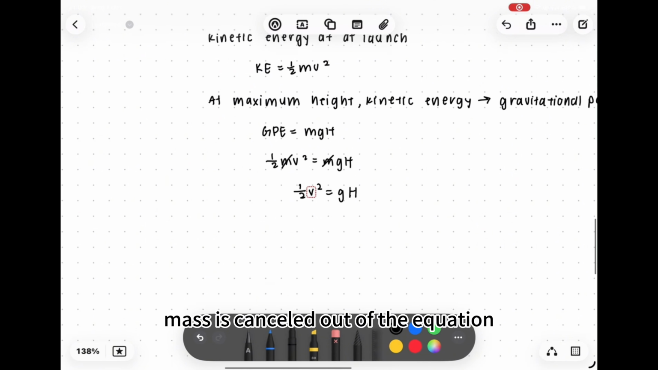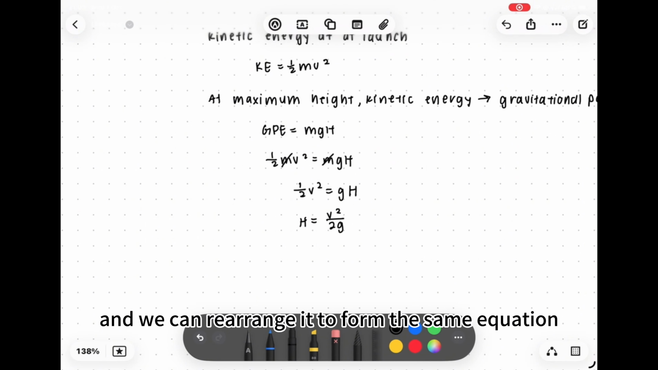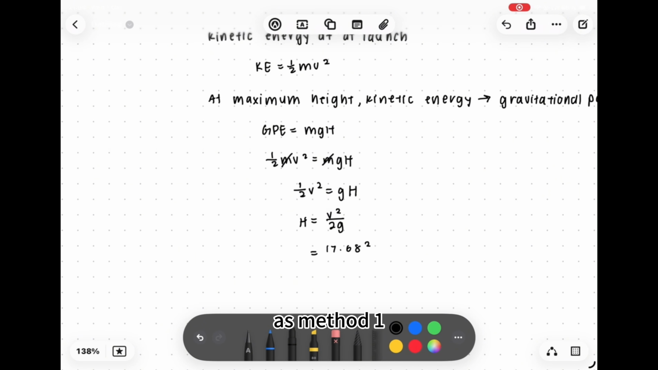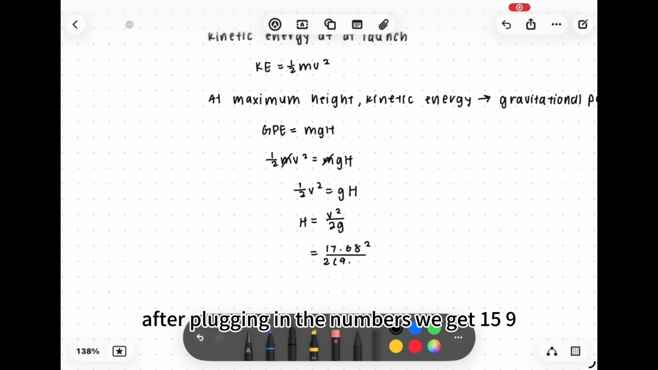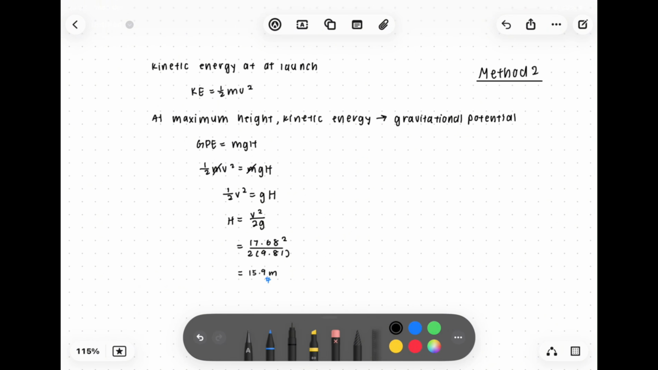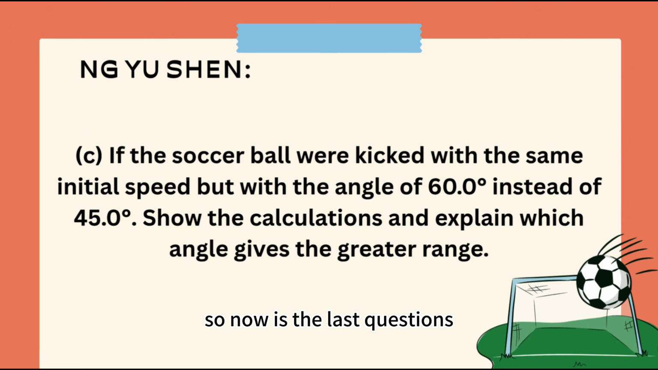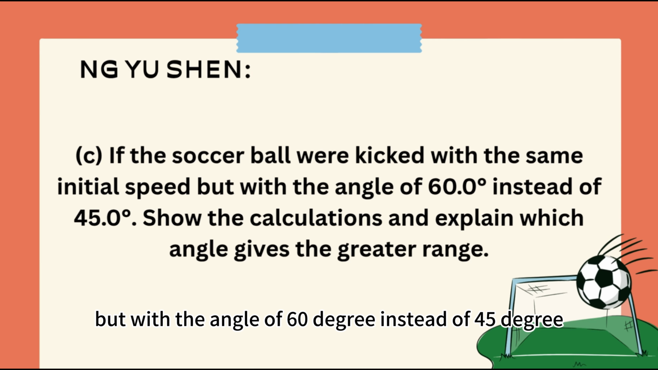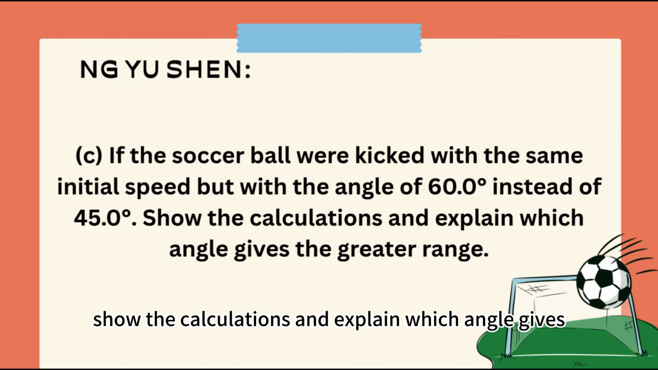Mass is cancelled out of the equation, and we can rearrange it to form the same equation as method 1. After plugging in the numbers, we get 15.9. So now is the last question. If the soccer ball were kicked with the same initial speed, but with the angle of 60 degrees instead of 45 degrees, show the calculations and explain which angle gives the greater range.